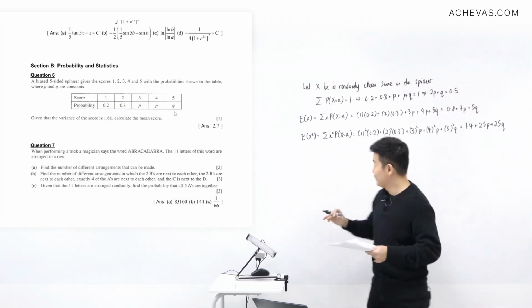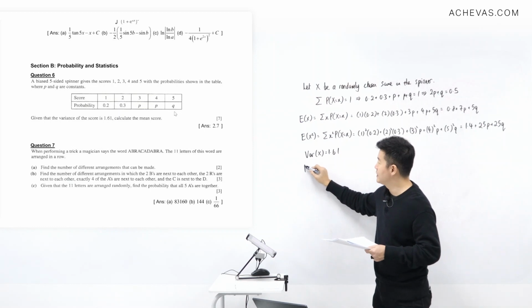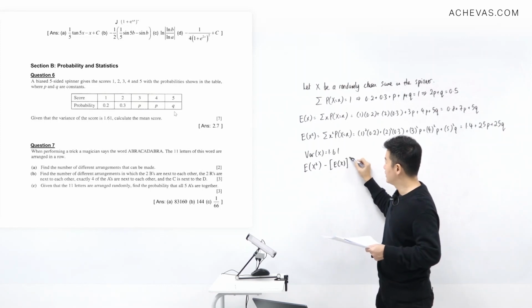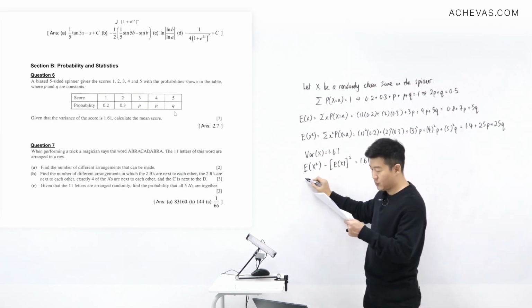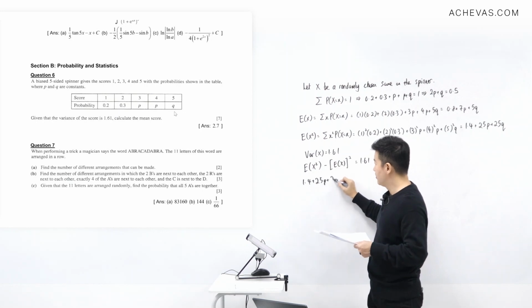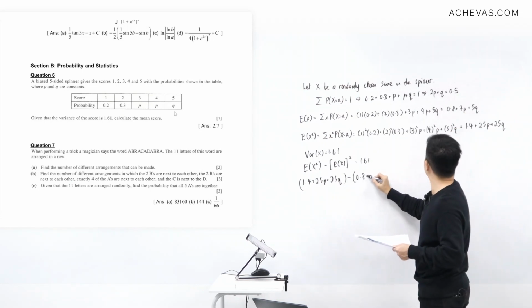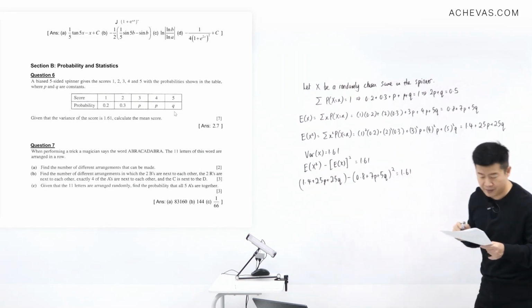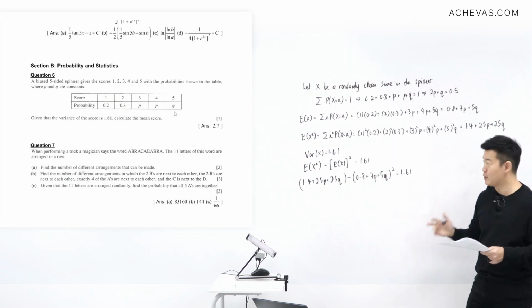Okay, now we can come to the variance. The question tells us that the variance of X is equal to 1.61, and variance is the expectation of X squared minus the expectation of X, the whole thing squared, which is equal to 1.61. So let me write it down: 1.4 plus 25p plus 25q, minus this square, 0.8 plus 7p plus 5q squared. This is 1.61. It is definitely possible for us to continue with the expansion, but I don't think it is going to be that efficient anymore because of p and q.